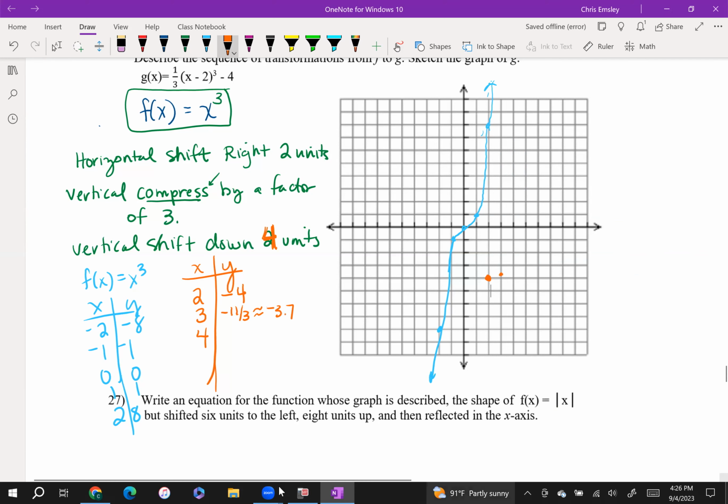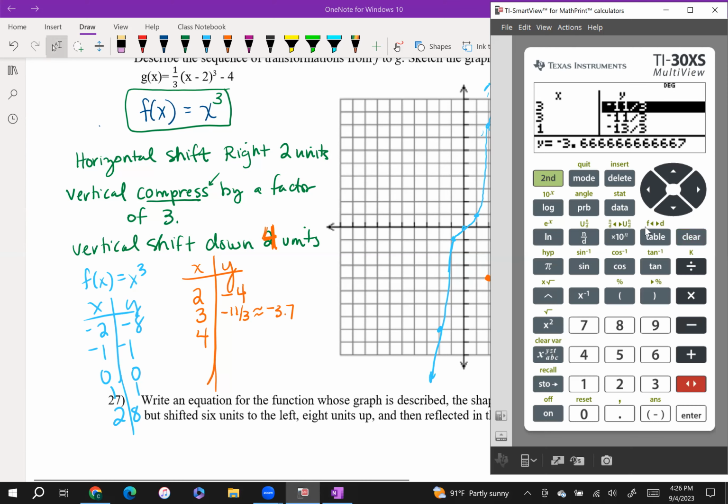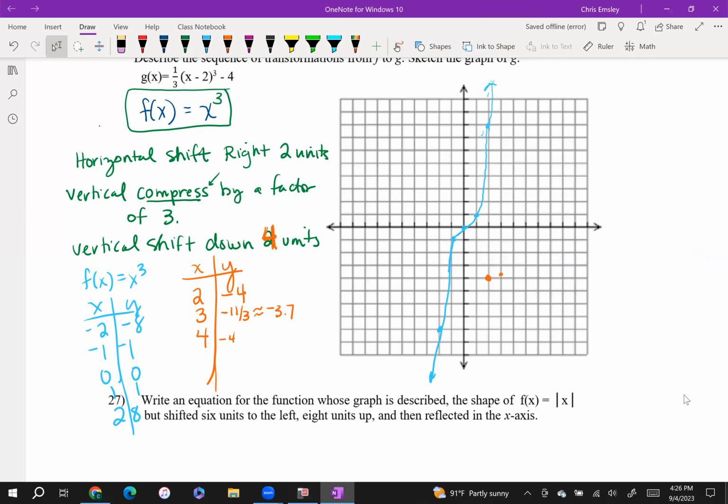4, I'm going to stick in there too. When I go back to my x's and put in 4, enter, that gives me negative 4 thirds, which is approximately equal to negative 1.3. Nope. Yep, I plotted that first point wrong. Sorry, let me back up. This point was, did you catch that? X equals, oh no, I was right. X equals 3, negative 3.7. And then x equals 4, negative 1.3, maybe about there, okay?